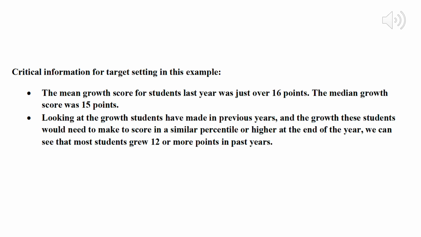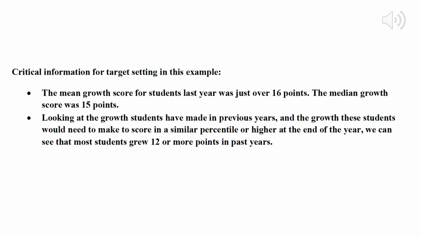So if most of the students were scoring 12 to 15 points better from the beginning of the year to the end of the year, then that's probably going to be where I start for my tier 2 students. So if I'm expecting them to grow at an average rate, I'm going to expect them to grow anywhere between 12 and 15 points on MAP data from fall to spring.